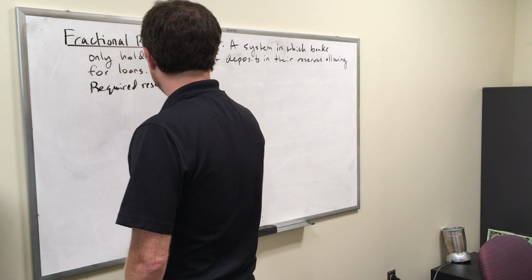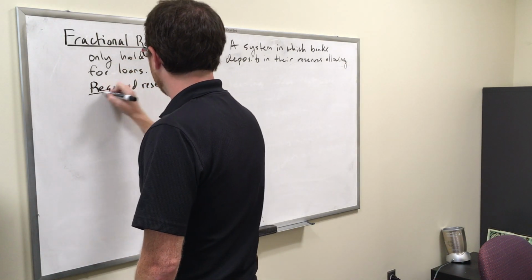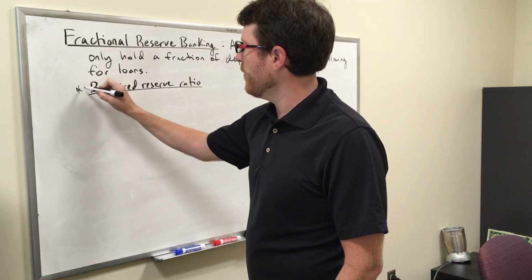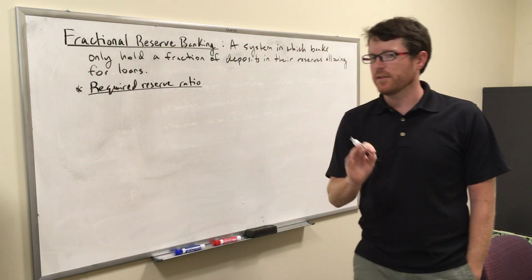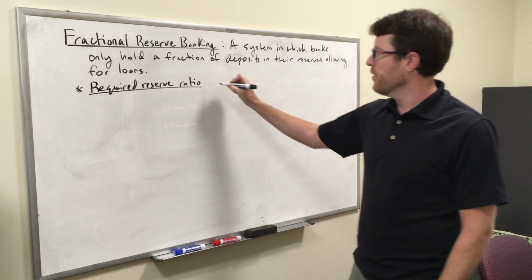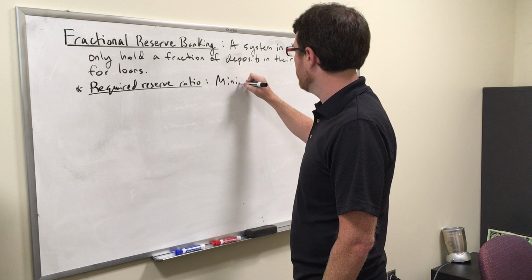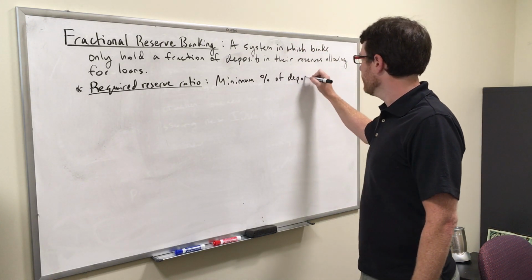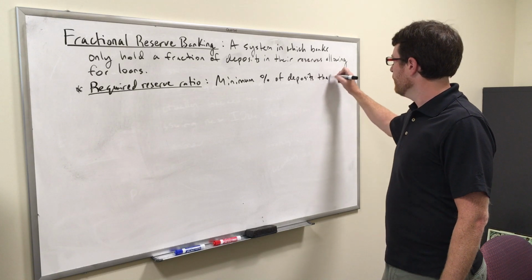In the U.S., we have specific laws on how much money the banks have to hold. So within this fractional reserve banking system, in the U.S. at least, we have specific laws. The required reserve ratio is the minimum percent of deposits that a bank must hold.